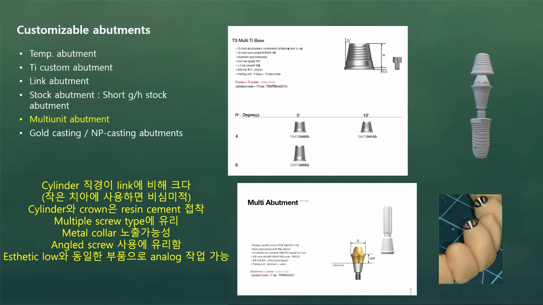And this abutment has the same aesthetic role, so impression coping or using an analog, not digital, analog processing, in other words, is possible. And customizable abutments, gold casting abutments that used to be popular, or MP casting also exist, but they have become less popular these days, so I will skip these parts.